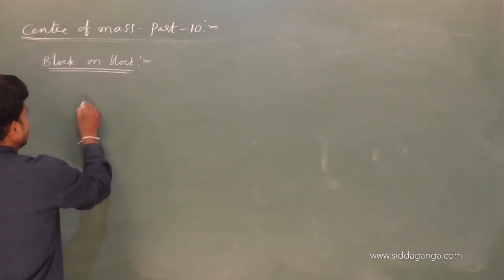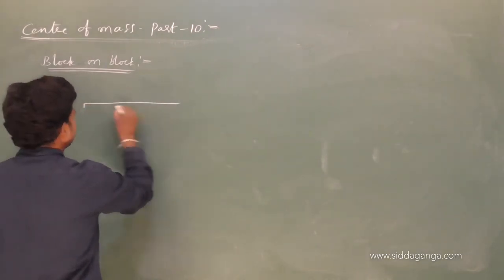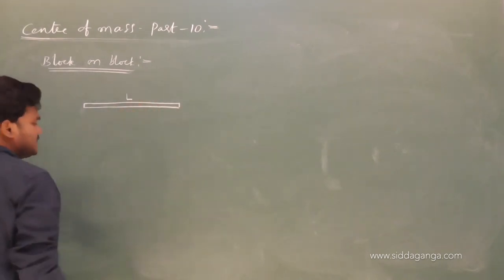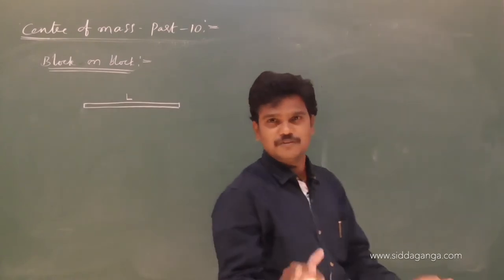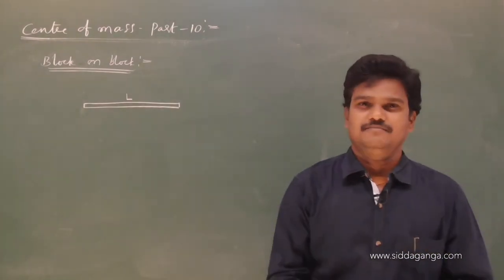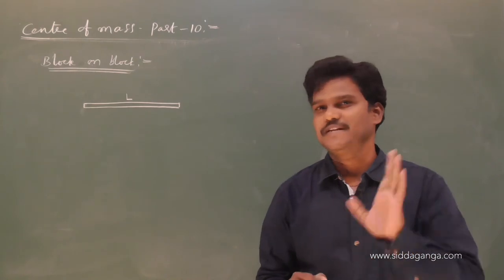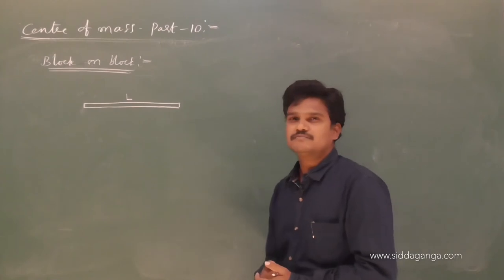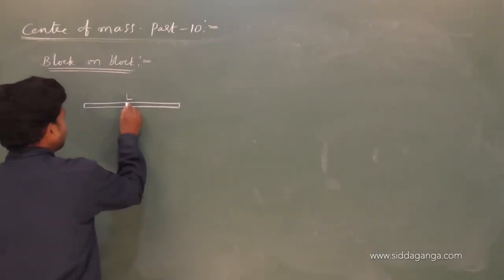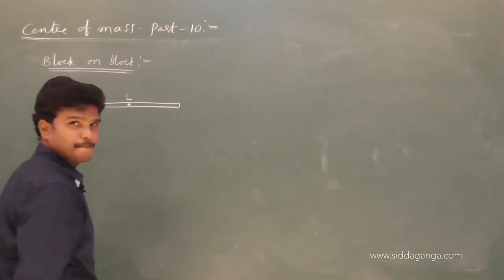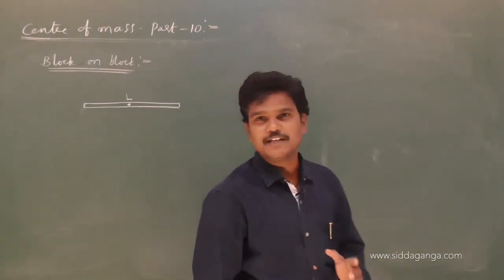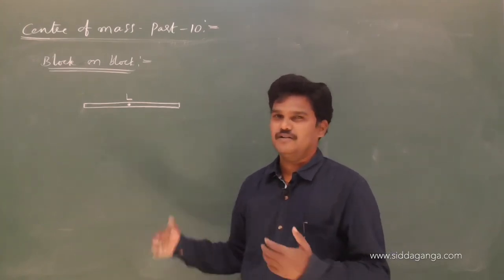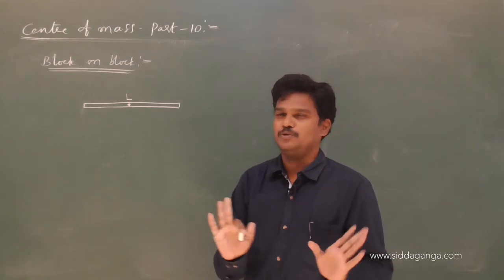See, this is one block. Where is the center of mass of this block, whose length is L? You may feel that it is a block, but it is actually a rod, a uniform rod having uniform density. Then where is the center of mass? No doubt, the center of mass is at the midpoint. Now I want you to place this rod or block. We can call it a rod or a block, so no need to worry.